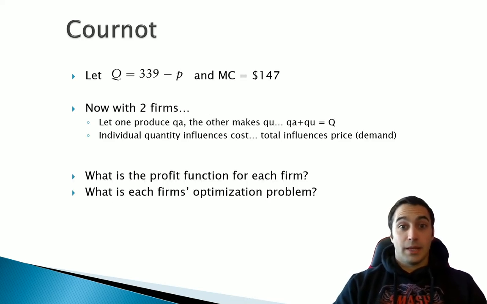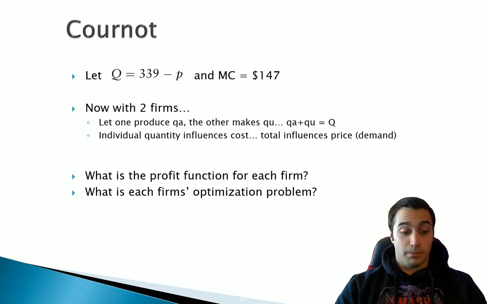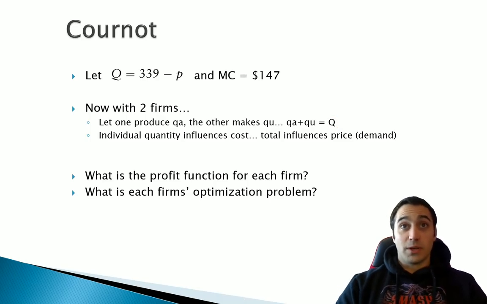All right, now the new stuff. Let's suppose for a minute that we have two firms. Let one of them produce QA, let the other produce QU, and note that QU plus QA equals big Q, i.e. the total being consumed by the consumers. So your first question should be: given this setup, what is the profit function for each firm?